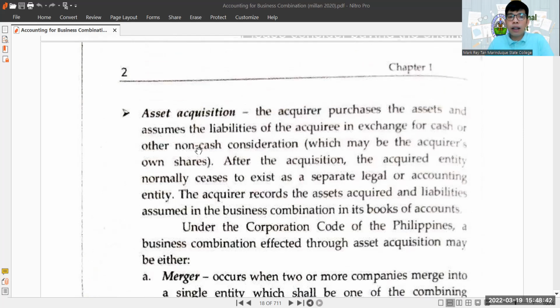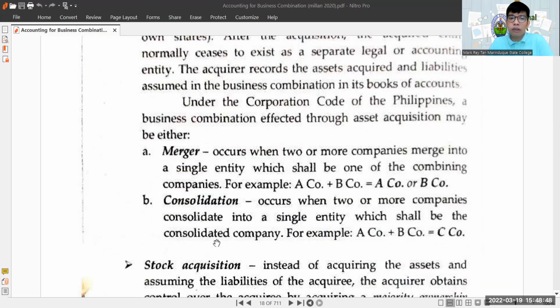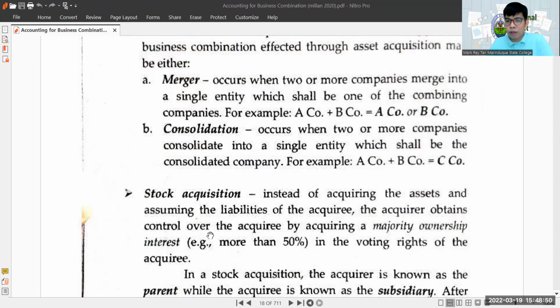So kung dito sa asset acquisition, binibili yung assets at binabayaran yung liabilities ni acquiree, dito, hindi ganun yung proseso. Ang ginagawa is the acquirer obtains control by acquiring a majority ownership interest. So ibig sabihin, bumibili ng shares nung acquiree, particularly ordinary share capital kasi yun yung mayroong voting rights.